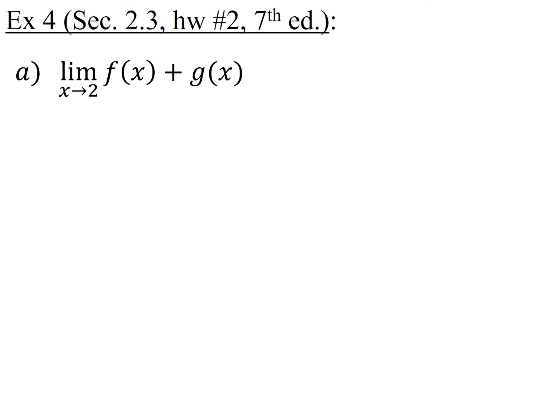It wants us to find the limit as x goes to 2 of f of x plus g of x. We're going to apply the limit law, which tells you to put the limit in front of each thing separately. But you can only do that if each limit exists. So I want to first figure out which limits exist. I want to know if the limit as x goes to 2 of f exists, and if the limit as x goes to 2 of g exists. So let's go back and look at the picture.